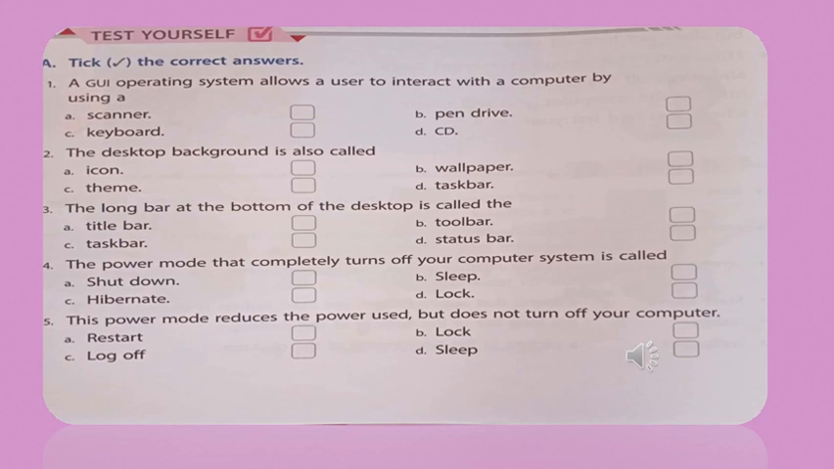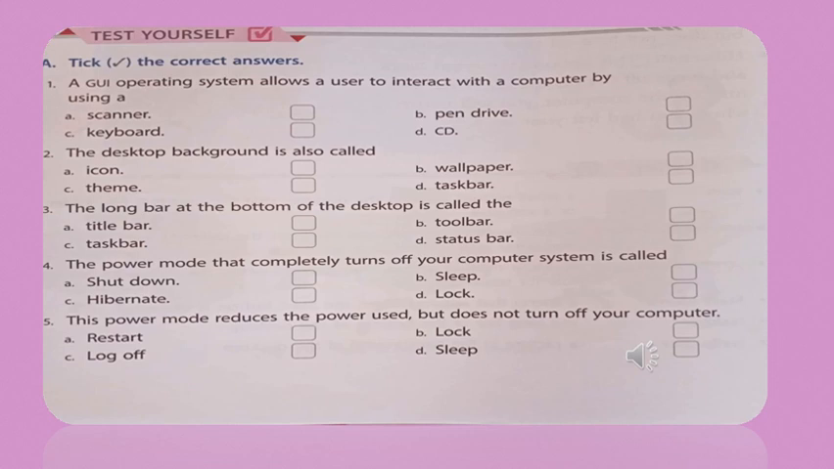First one, tick the correct answer. See on the screen. First question is, a GUI operating system allows a user to interact with a computer by using, options given are scanner, pen drive, keyboard and CD. The correct option is keyboard. A GUI operating system allows a user to interact with a computer by using a keyboard and mouse. So here the answer is keyboard.